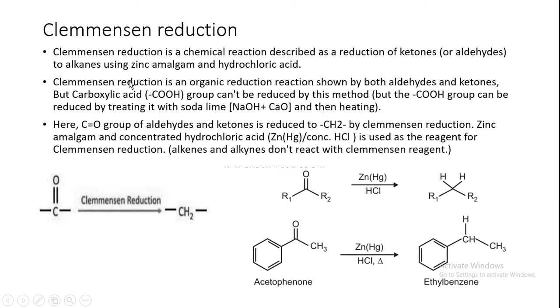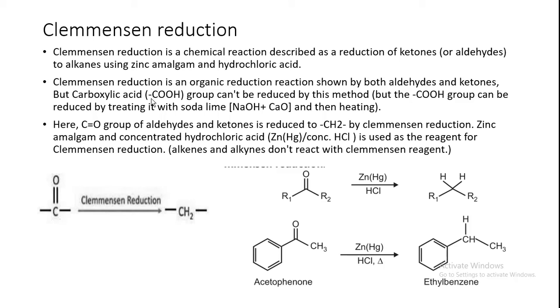So in Clemmensen reduction, either an aldehyde or a ketone is converted to the simple alkane. Ultimately the goal of the Clemmensen reduction is to convert the carbonyl group to the methylene group, the CH2 group. Clemmensen reduction is shown by both aldehydes and ketones, but the carboxylic acid group can't be reduced by this method.